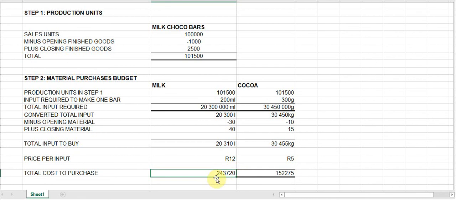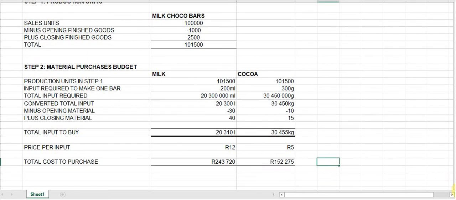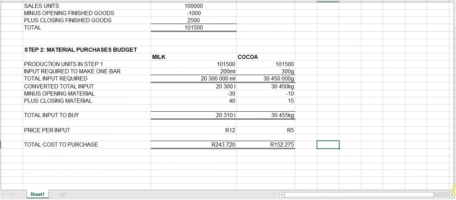So if I were to now write my answer, I just want you to understand which of the elements are in metric terms, kilograms, liters, meters, and which ones are in Rand. So again, this final answer will be in Rand. So I am just typing it as such. Right. And that is it. That is what your material purchases budget will look like.